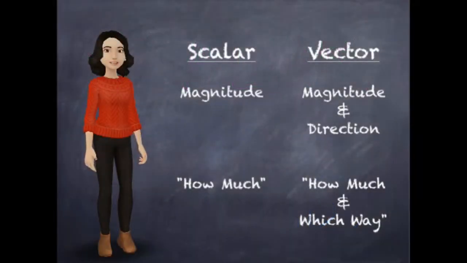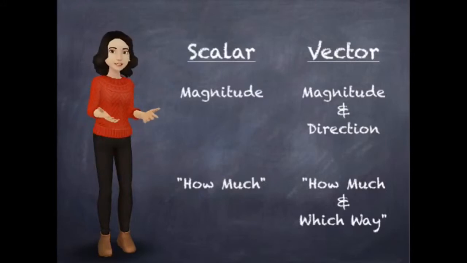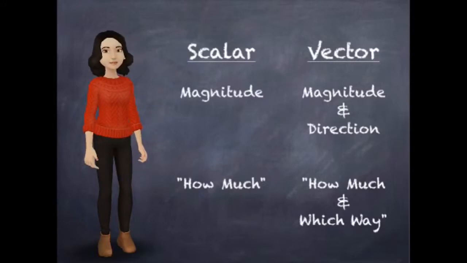The difference between a scalar quantity and a vector quantity is direction. Scalar quantities just involve magnitude. Vector quantities involve magnitude and direction. In other words, scalar is how much and vector is how much and in which way.